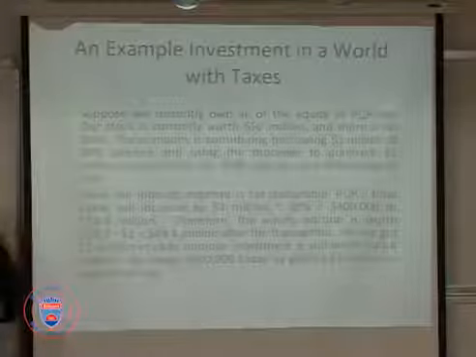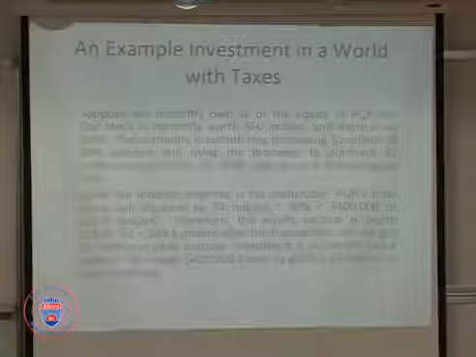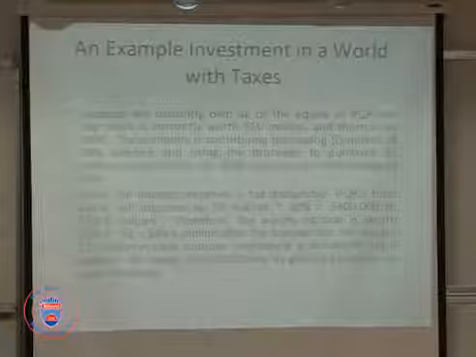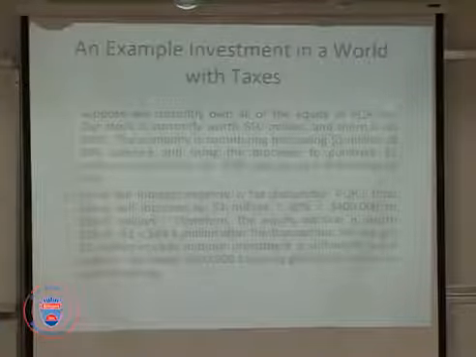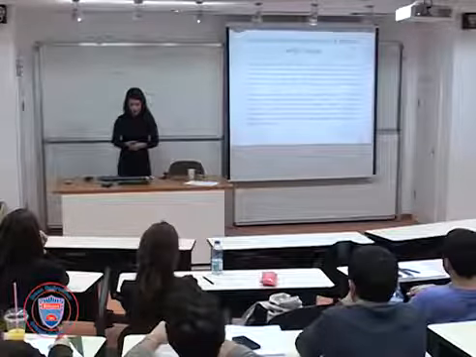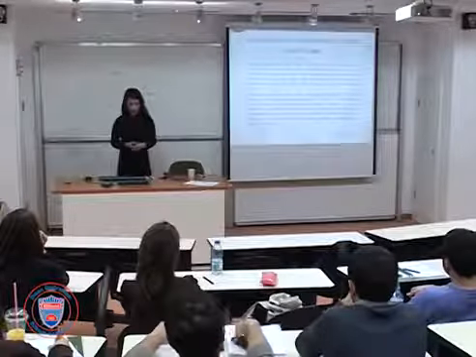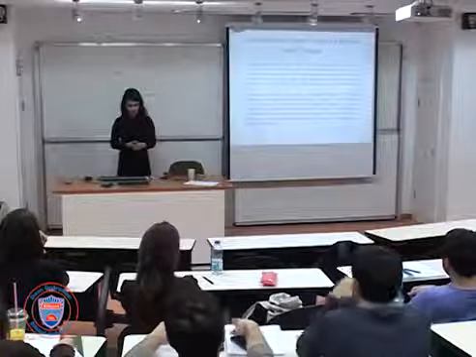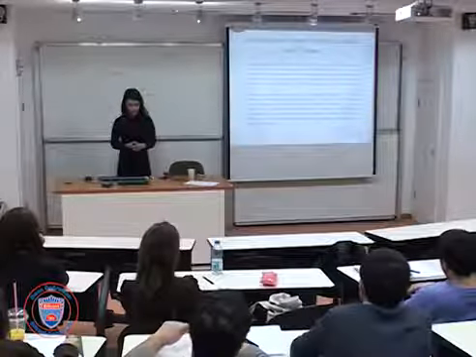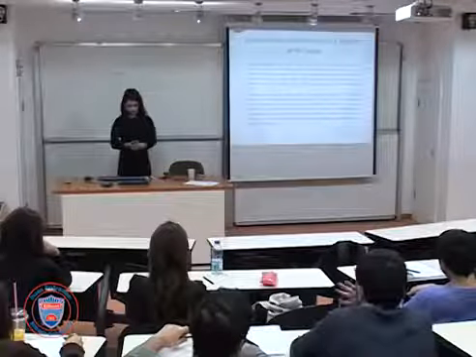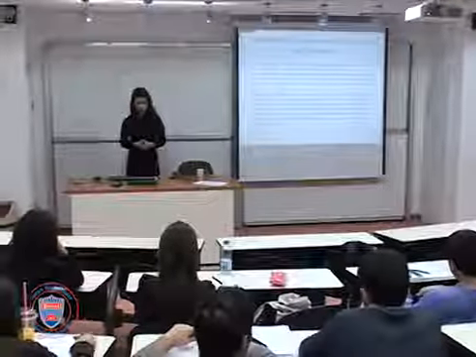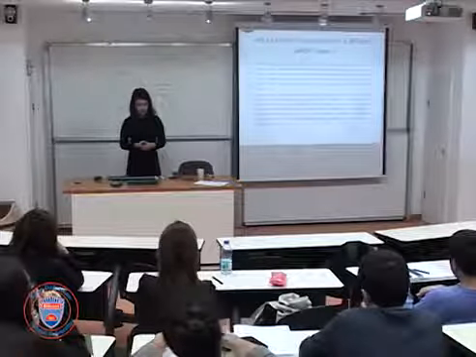Suppose that we own a company. It's an all-equity company, PQR. Our stock is currently worth $50 million, and there is no debt. The company is considering borrowing $1 million at 10% interest and using the proceeds to purchase $1 million in stock from us, repurchasing stocks. PQR pays tax at 40% marginal tax rate.